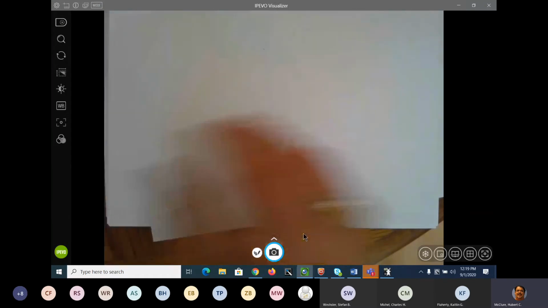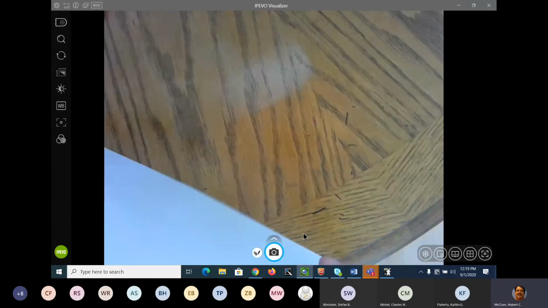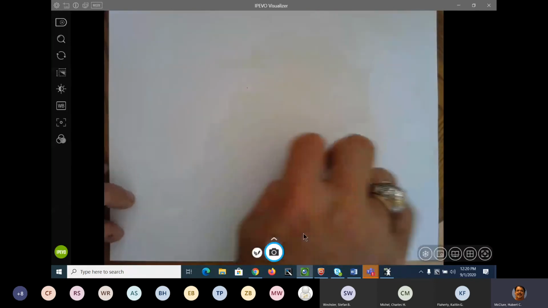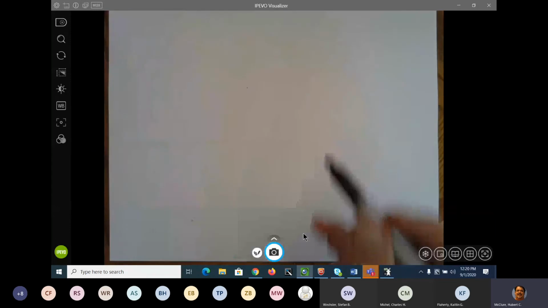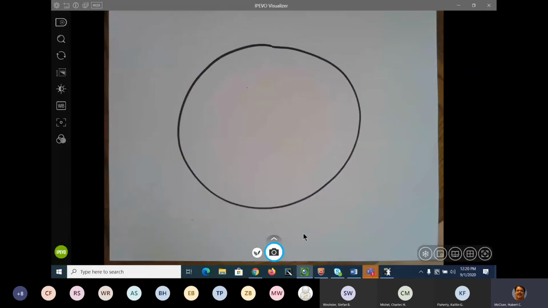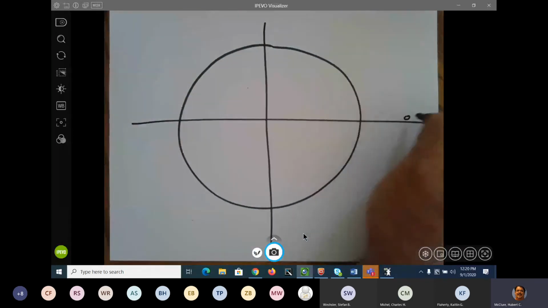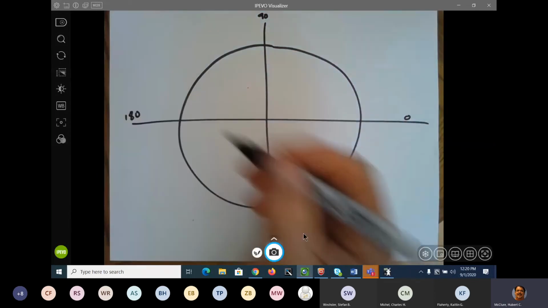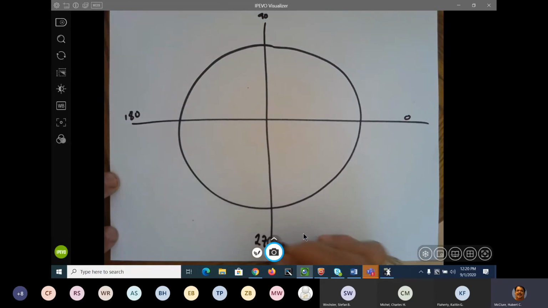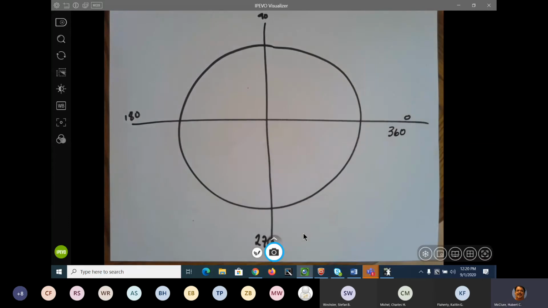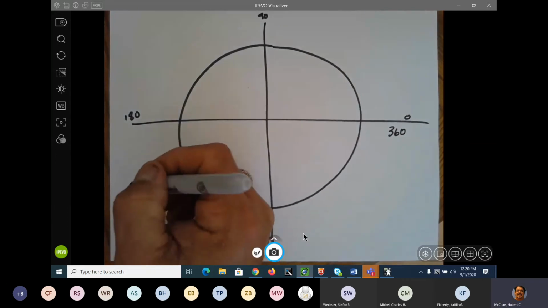All right, so draw a circle. It would be better to use a coffee can or something because some people can't draw circles like me. All right, so here we go. There's a circle and divide it into quadrants. You know this is 0. You know this is 90. You know this is 180. And you know this is 270. Now, if you don't know that, then we have problems. All right? And that's 360.